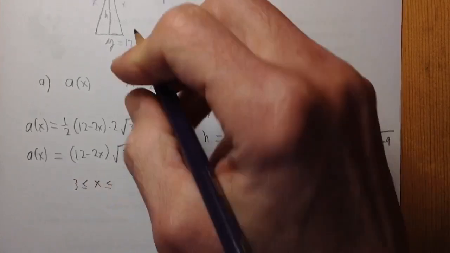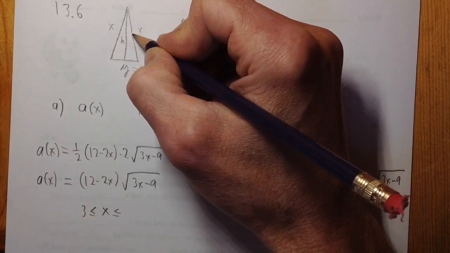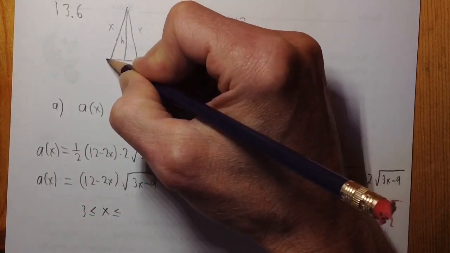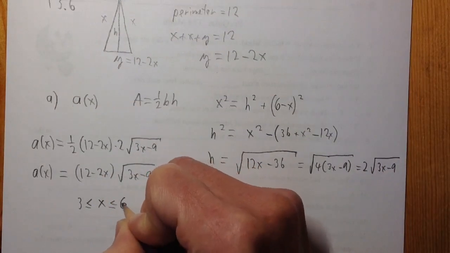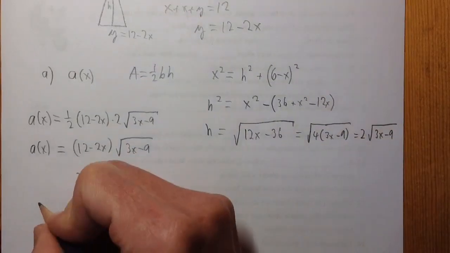Which makes sense. There's no room for the base, and if x was 3, then the base would have to be 6, and again it would be like a flat triangle. I don't know if that's a triangle or not. But anyway, that's the domain. x goes there.